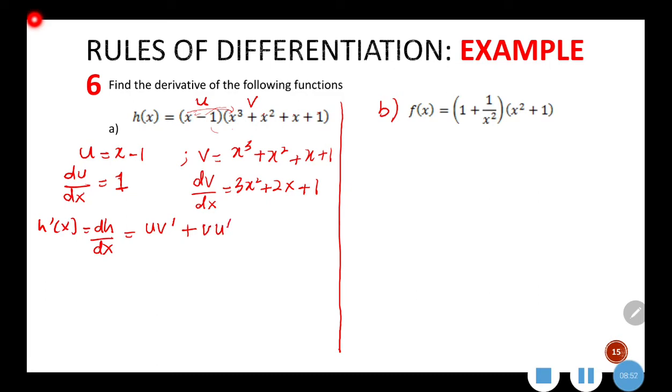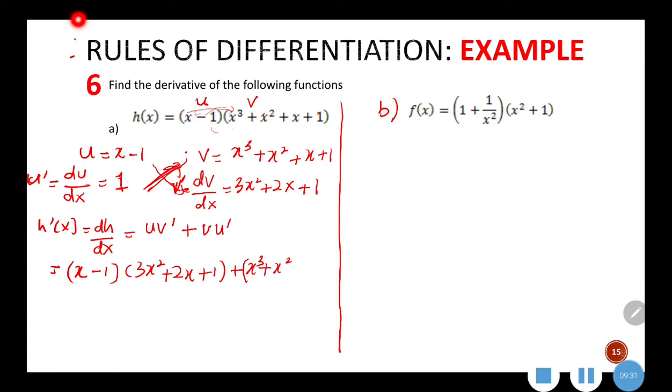Or you don't need to remember this formula, you can just do a cross like this. Prime means u prime is du dx, and v prime is dv dx. So the answer is x minus 1 times 3x square plus 2x plus 1, plus our v, which is x cube plus x square plus x plus 1, times u prime, which is 1 only, so multiply by 1. So basically this is our answer.